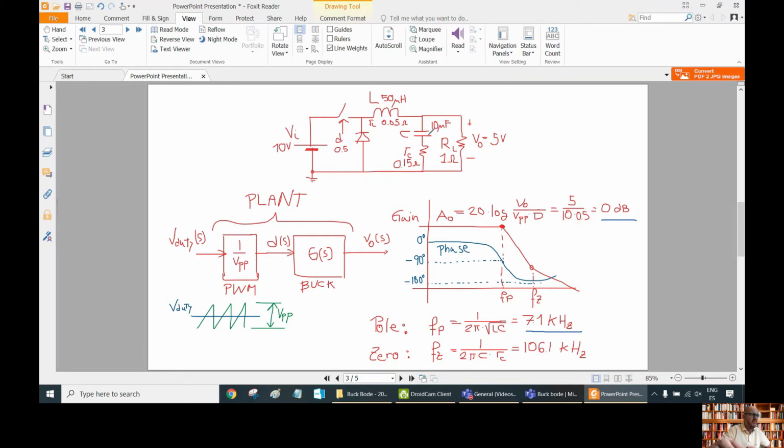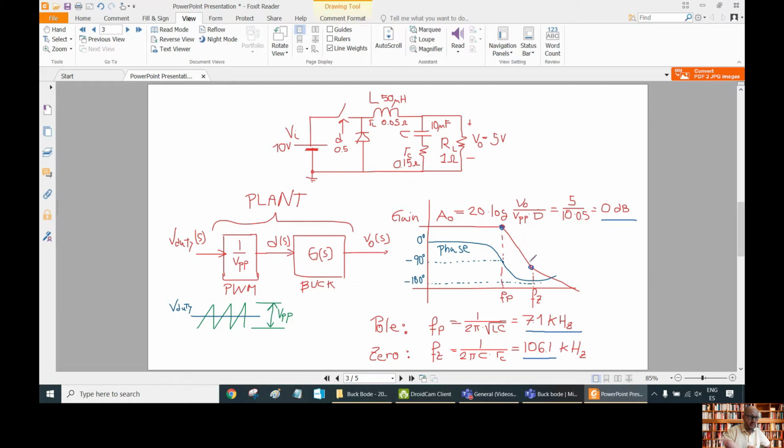And then we know that we have a zero in our response, which is given by the equivalent series resistance of the capacitor. This zero is at a frequency Fz, which is this one, 1 over 2 pi C times the series resistance of the capacitor. With these values, we have this frequency of 106.1 kilohertz. So this is the frequency response that we have to expect for our converter. A pole here and then a zero here.